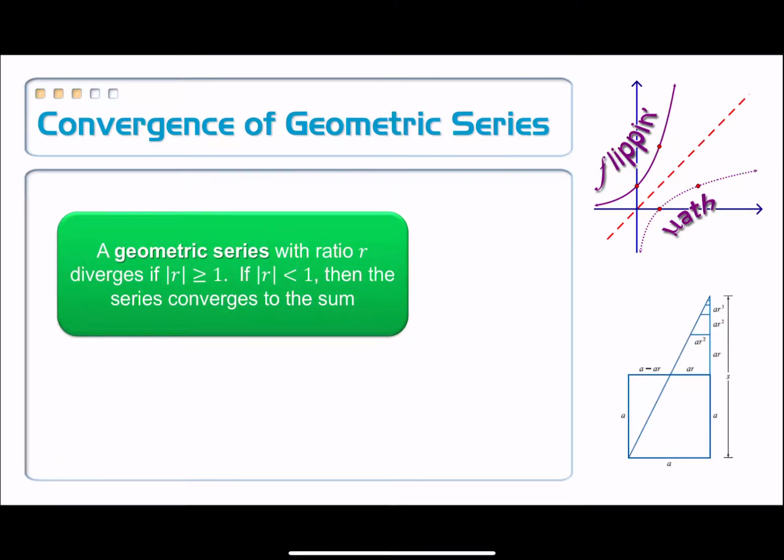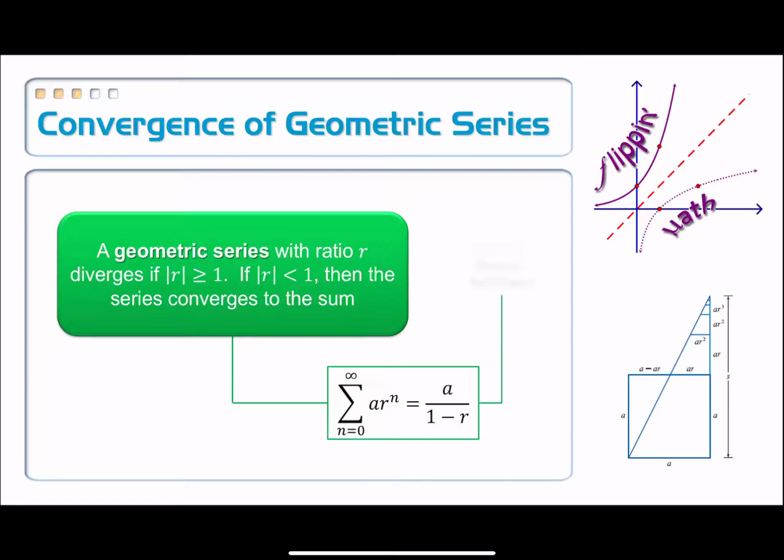Okay, so here's something to take note of. Convergence of a geometric series: a geometric series with common ratio r diverges if the absolute value of r is greater than or equal to 1. But if the absolute value of r is less than 1, then the series is going to converge to, specifically, a over 1 minus r. a is your first term, and r is your common ratio.